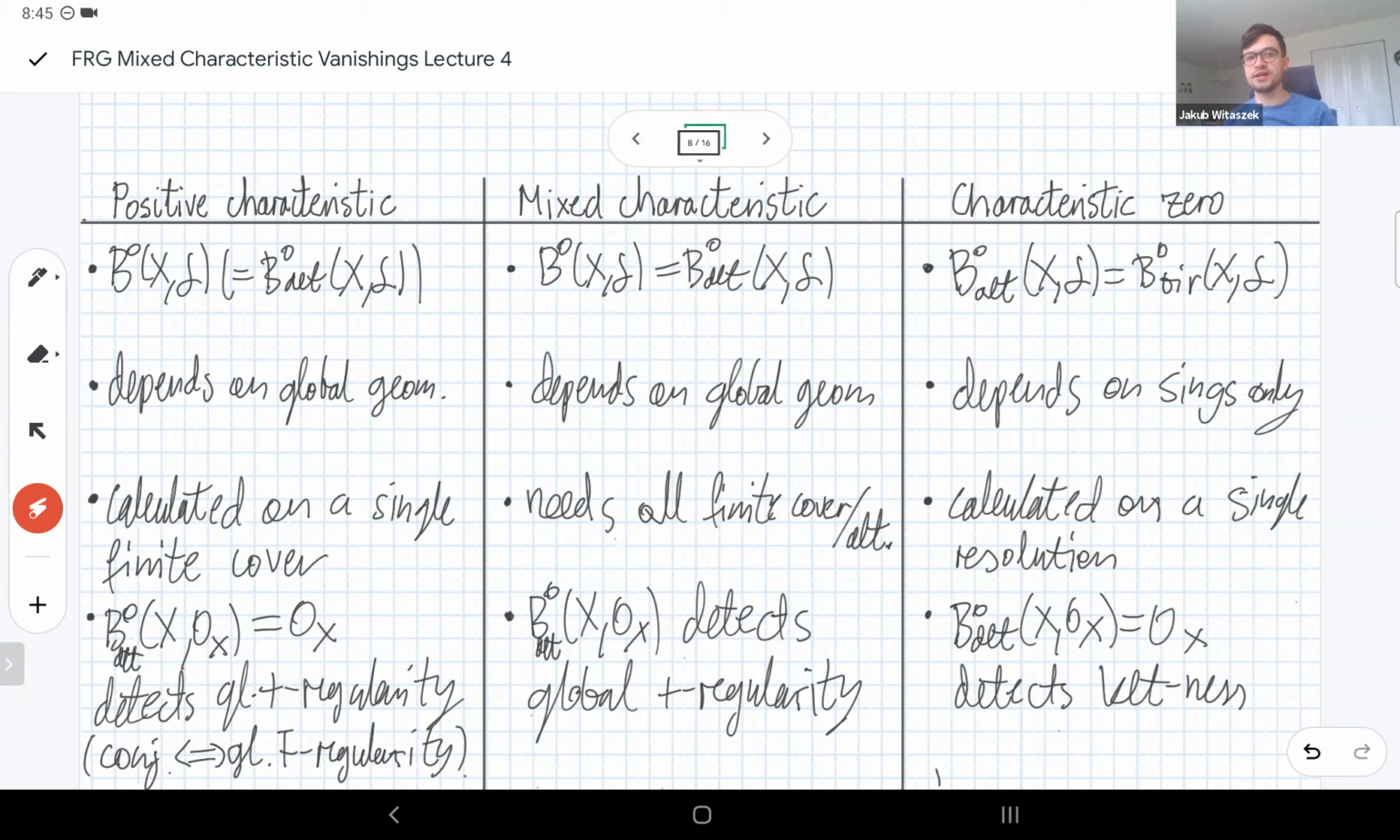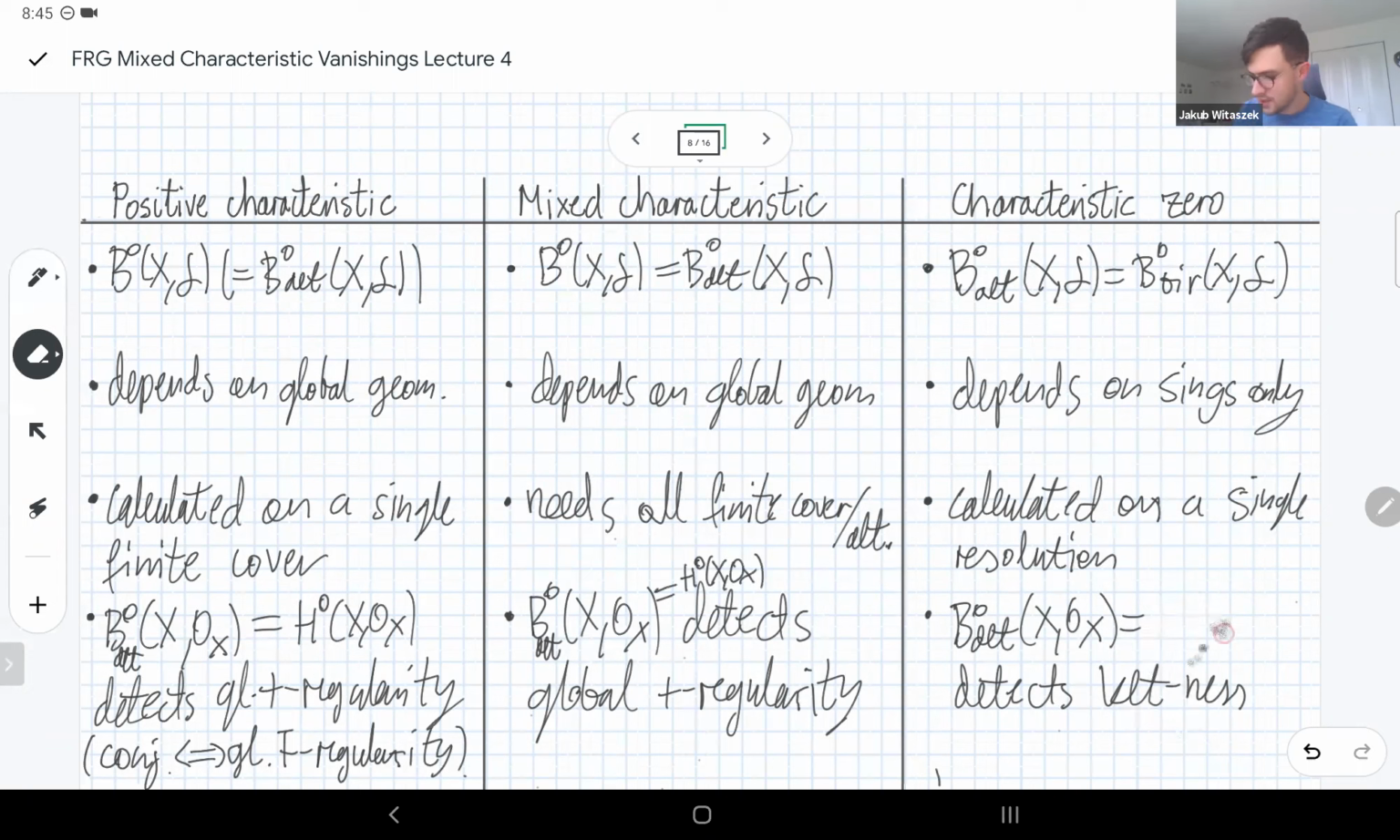There's an interesting way that these worlds combine together. And last, let me mention that this B0 plus, sorry, I should write of course H0 of X, O_X. Requiring that B0 plus equals H0 is not really meaningful, at least geometrically, in characteristic 0. That's only a condition on singularities. So as a global property it is kind of meaningful.